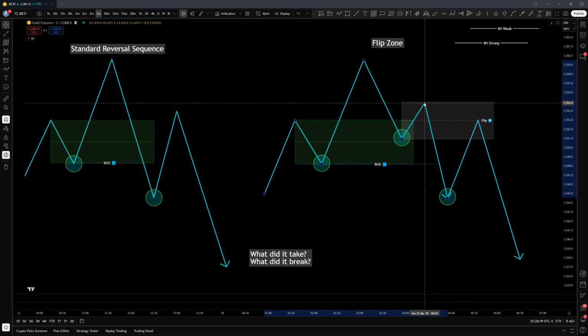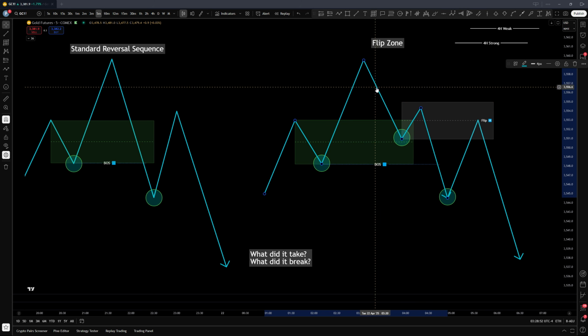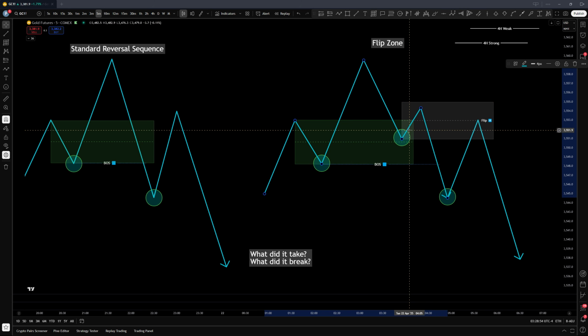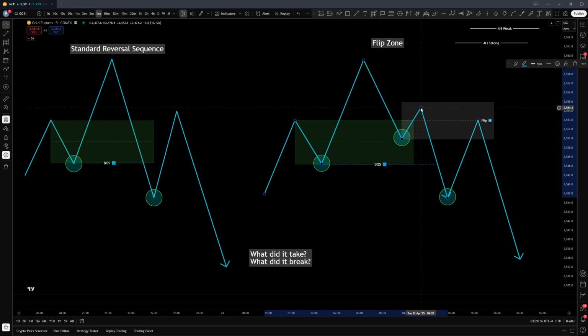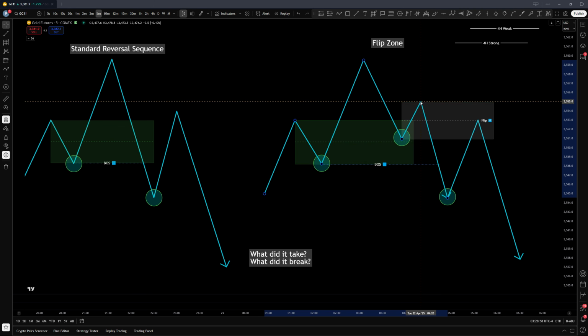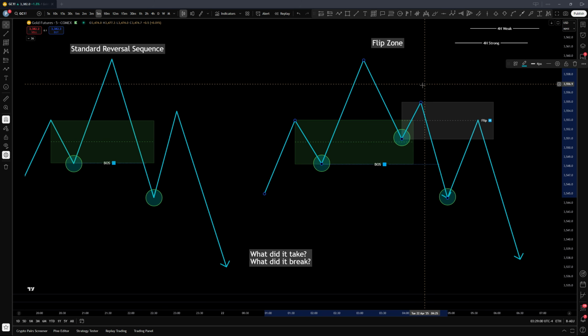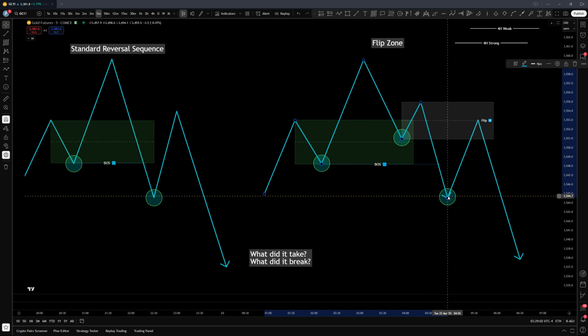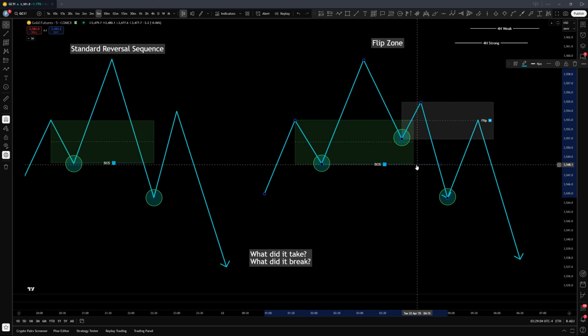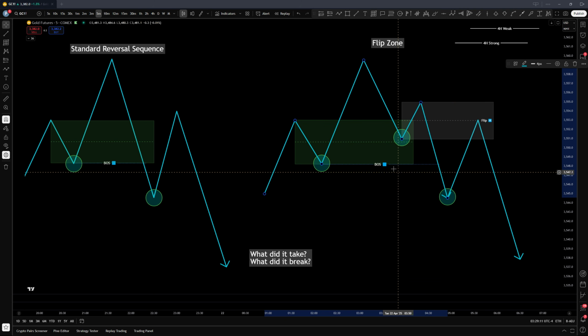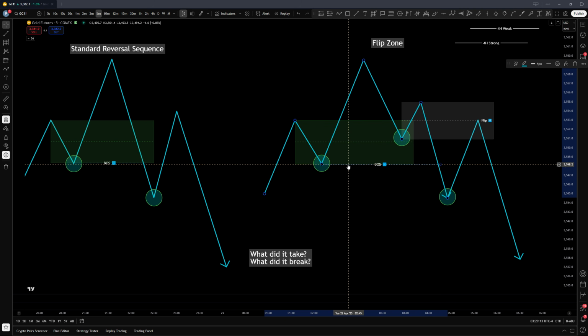But what actually happens instead is we come down, we bounce from the demand, and we appear to be going up, but then we fail here to make a new high, and then we break through with a break of structure. Okay, so it's this area here, this pullback here, that's responsible for breaking through this structure.